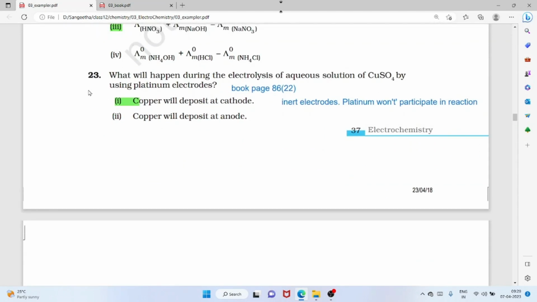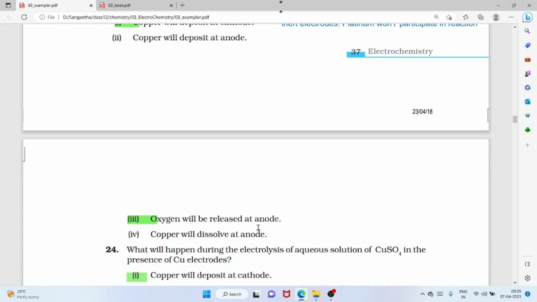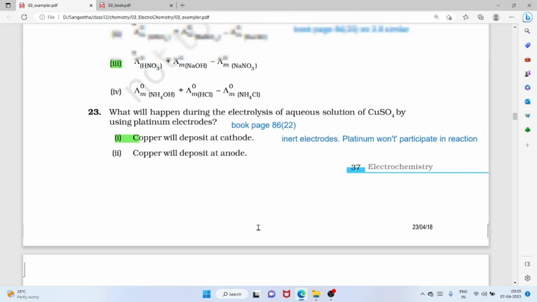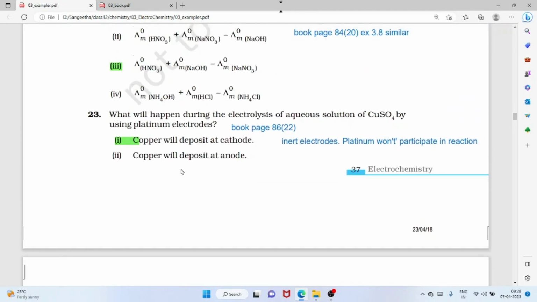What will happen in the electrolysis of an aqueous solution of copper sulfate using platinum electrodes? Platinum electrodes don't participate in the reaction, so copper will be deposited at the cathode and oxygen will be released at the anode. They are inert electrodes, platinum or gold.